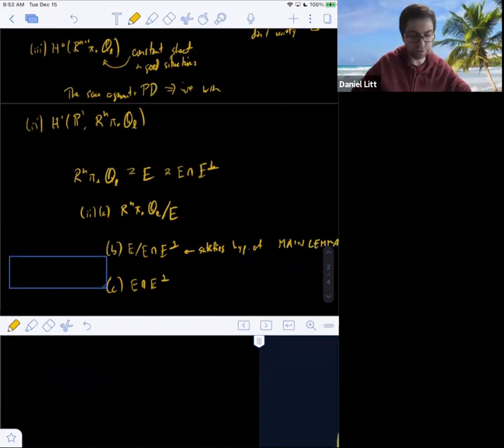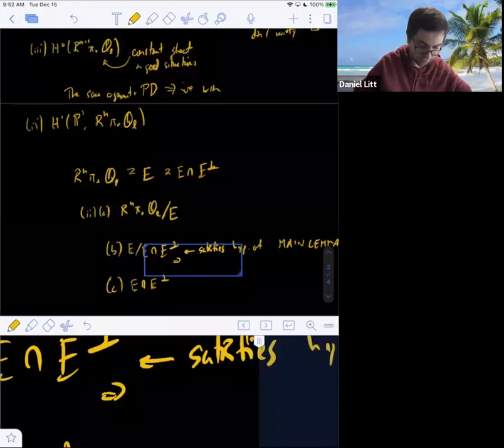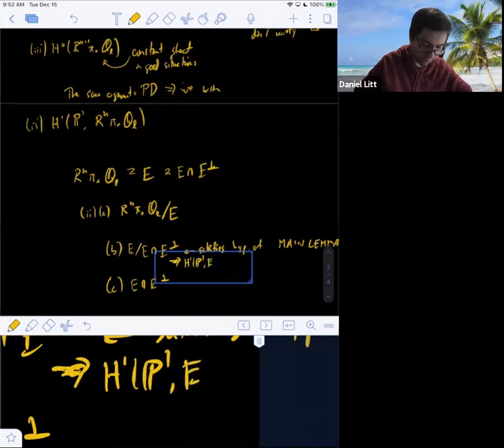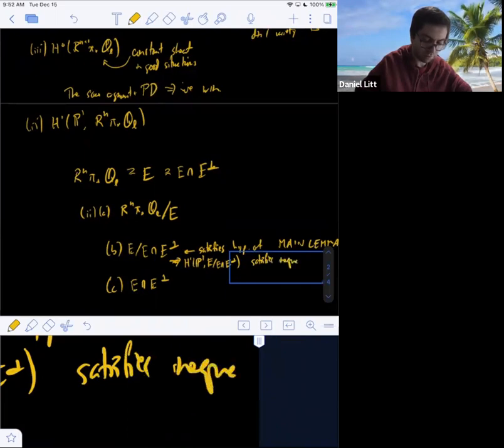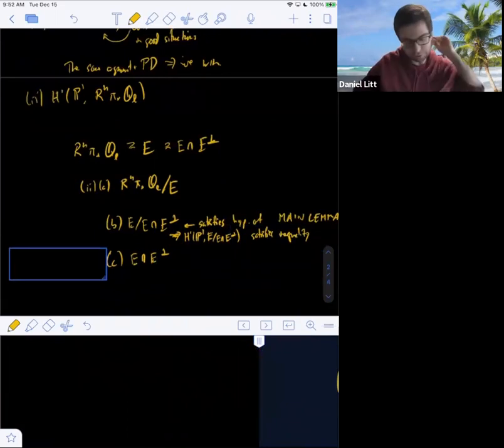And one of the consequences of the main lemma was that we win in that case. So in that case we win, namely H1 of P1 of E mod E intersect E orthogonal complement satisfies the inequality. All right, so there are these two remaining pieces to understand. Can anyone help me out?